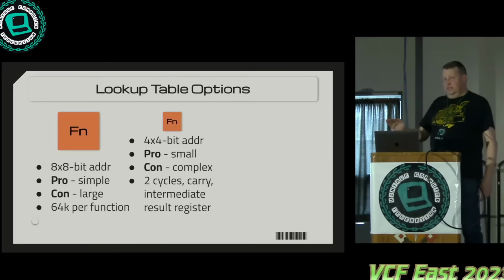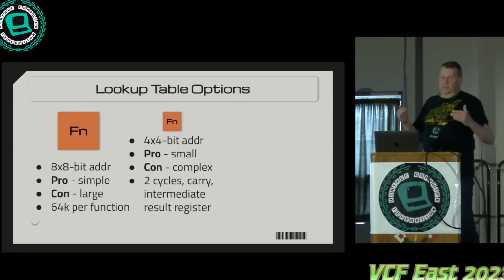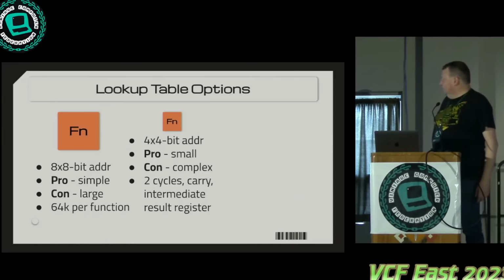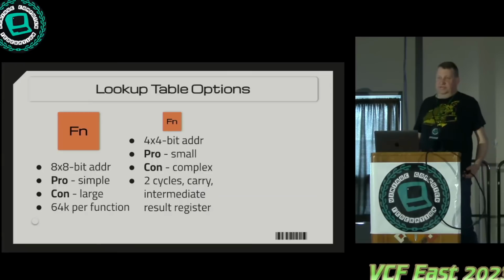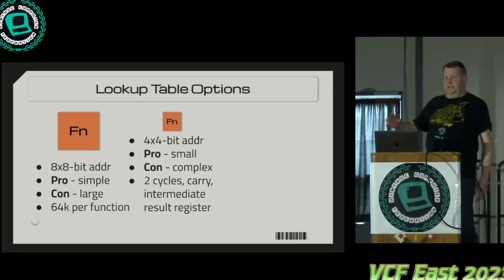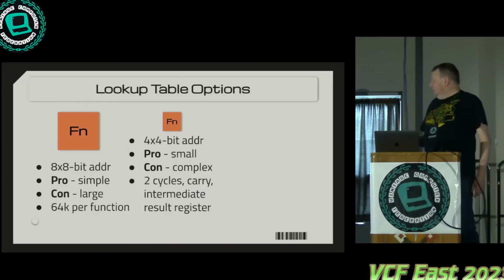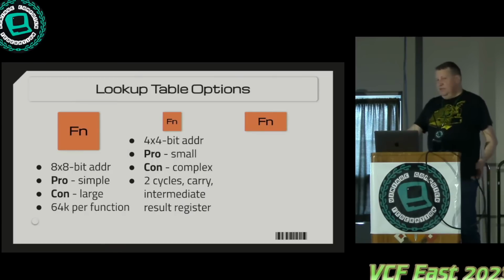So you can kind of halve this. This is actually what I think the Z80 does, where you have a 4x4, that's basically a 4-bit ALU. And so this is much, much smaller. This is only 256 bytes per operation. But it's very complex because you do 2 cycles. You have to basically take a carry, and then there's an intermediate result register which has to shift things around. So it gets very complicated. But there is kind of a trade-off.